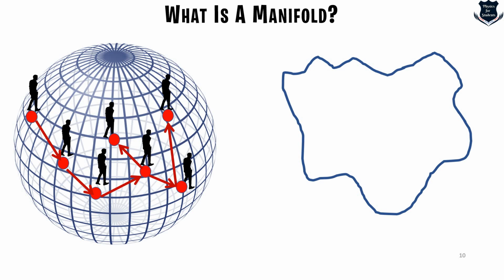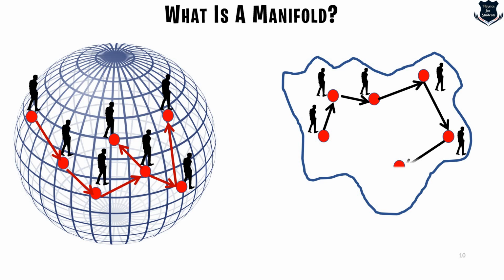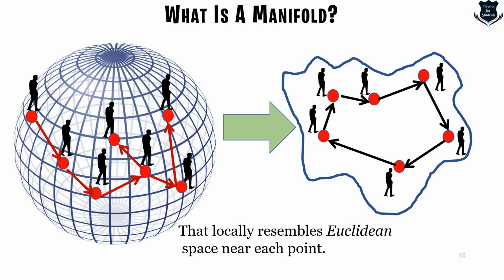That means I walk from here, as you see the red dots connecting from here to here to here to here, and then I complete the journey and I finally come back here. So what I am trying to tell is that on a sphere, when I look from a global perspective, it looks like I am walking on a sphere, which is obviously positively curved.